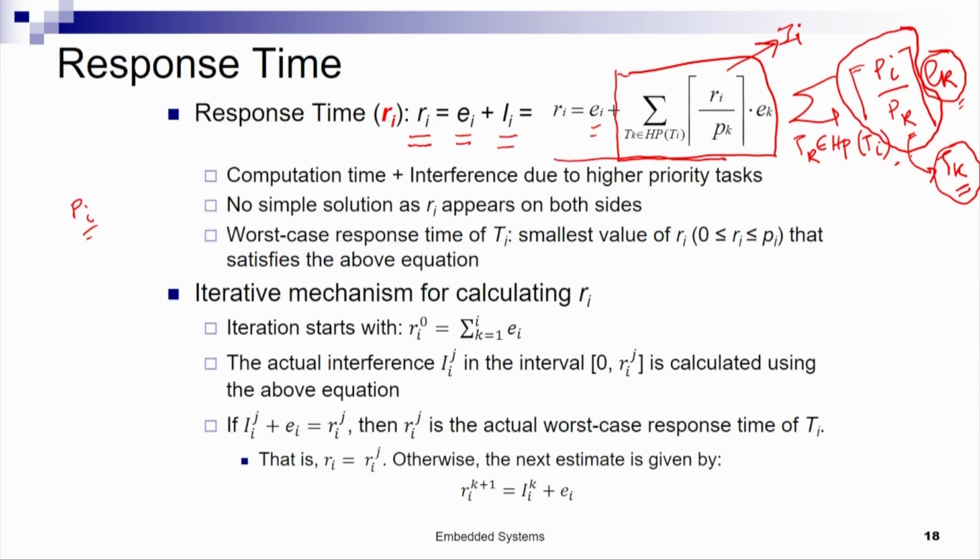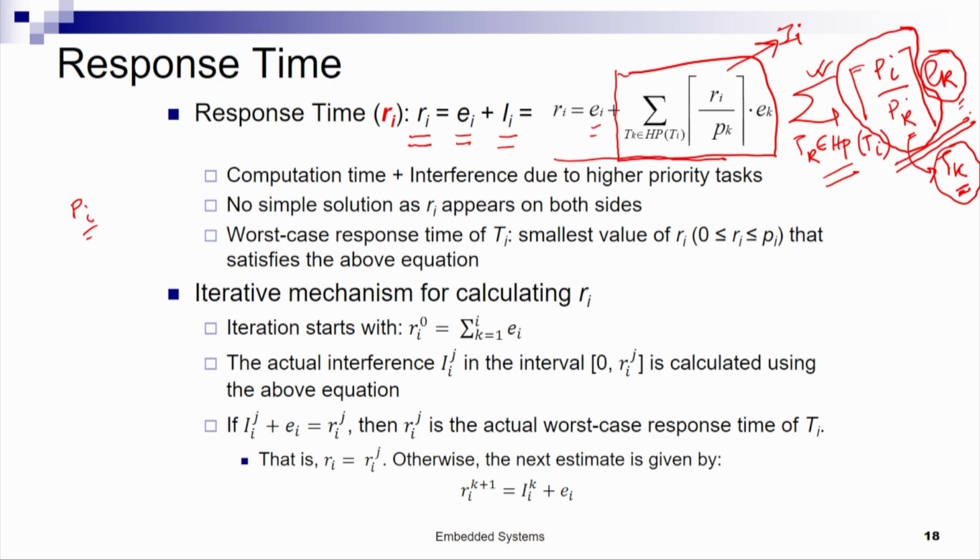So, it comes ceiling of Pi by Pk times, and each time it comes, it consumes Ek. Therefore, this total time is given by ceiling of Pi by Pk into Ek, and this is the interference caused by task Tk. Now, we have to add up the interferences caused by all higher priority tasks. So, we sum up over all higher priority tasks Tk. This is the total interference caused by higher priority tasks.